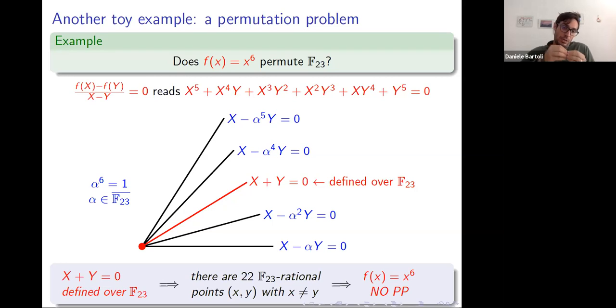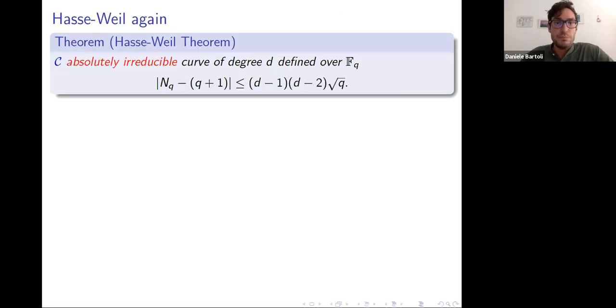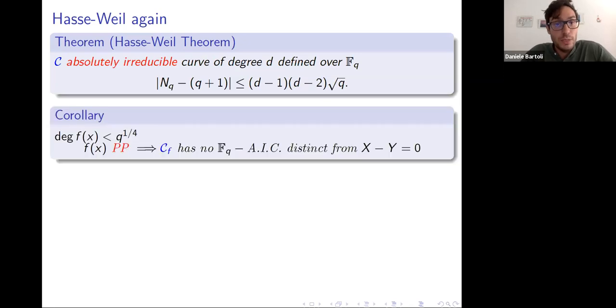And so it has exactly 22 F23 rational points if you remove the origin, which is the unique point on this line for which the two entries, the two coordinates, are the same. And so using the connection we saw many times between permutation polynomials and algebraic curves, we can conclude that actually x to the power 6 is not a permutation. As I mentioned, this is clearly very easy to check in other ways, but this is the connection with algebraic curves. And actually we can extend this connection to any permutation polynomial or putative permutation polynomial.